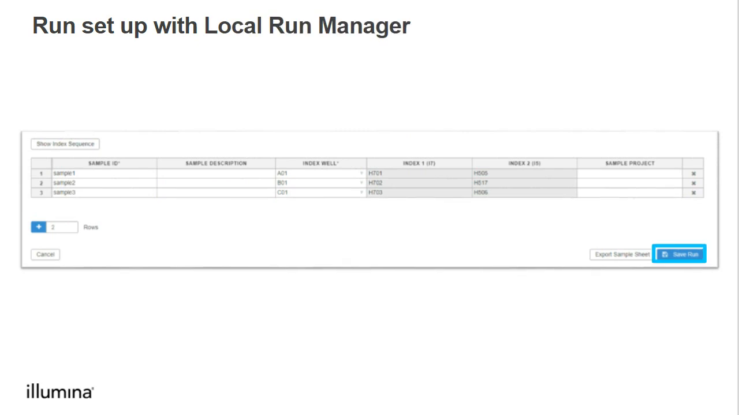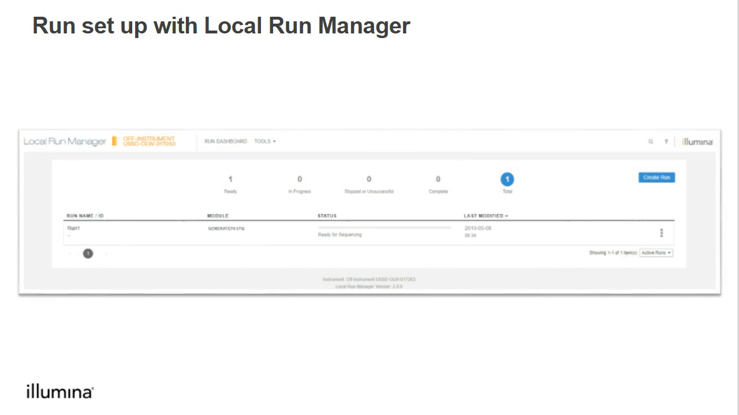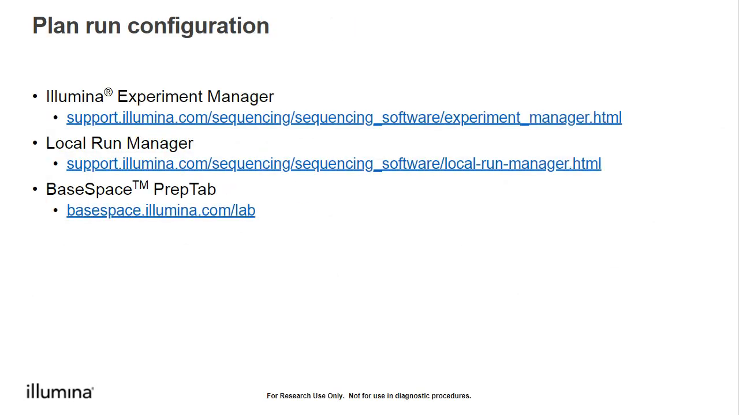Now we can see the run that we've created in our list of runs ready for sequencing. More information on Illumina Experiment Manager, Local Run Manager, and BaseSpace Prep tabs can be found at the links here.